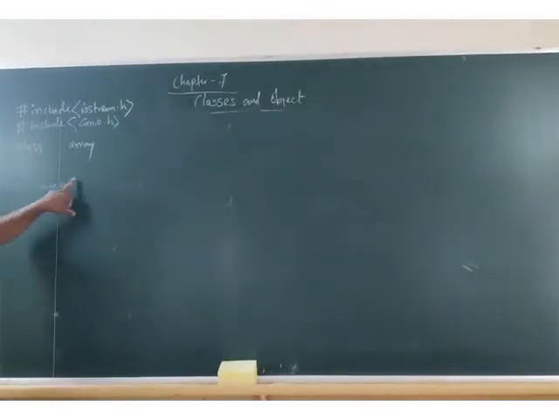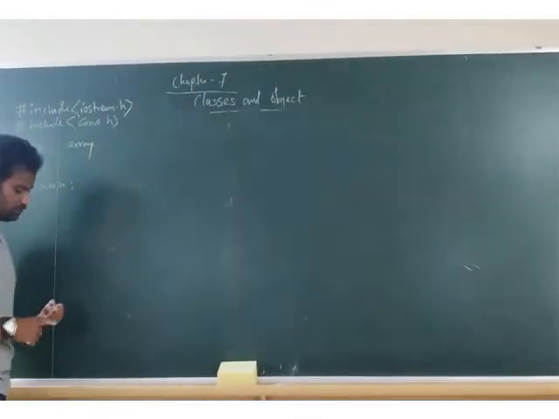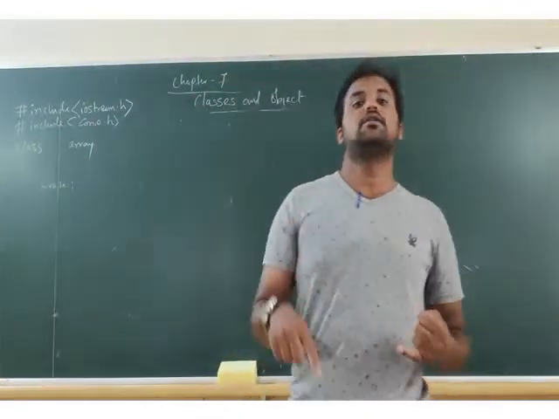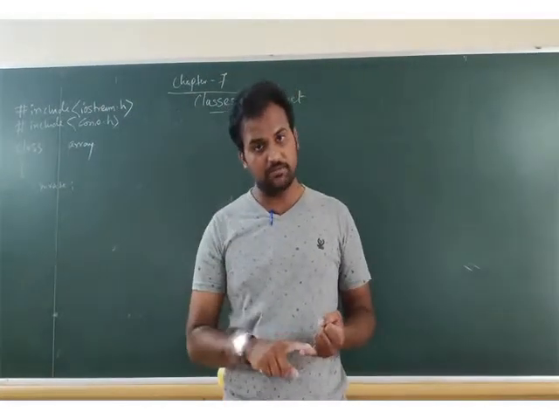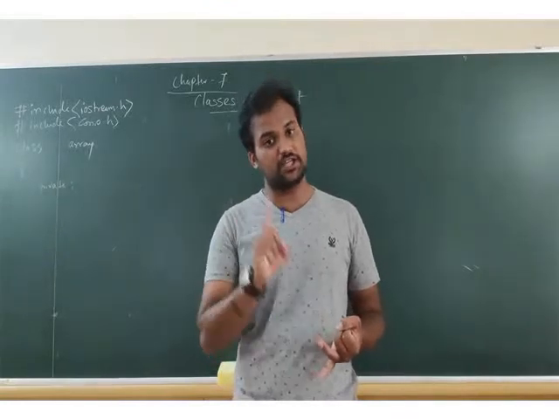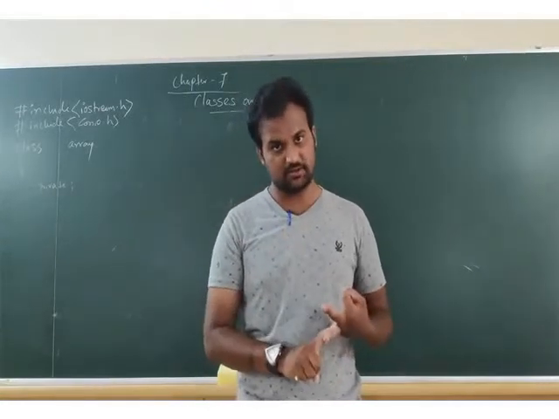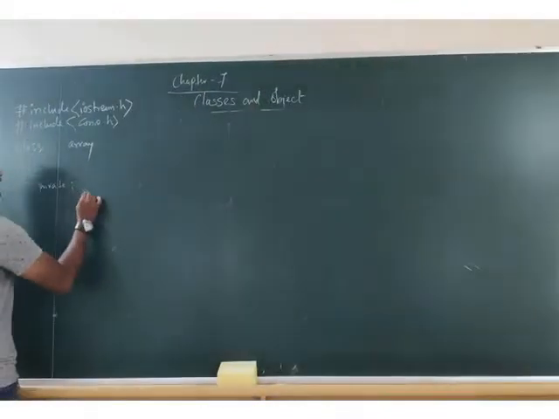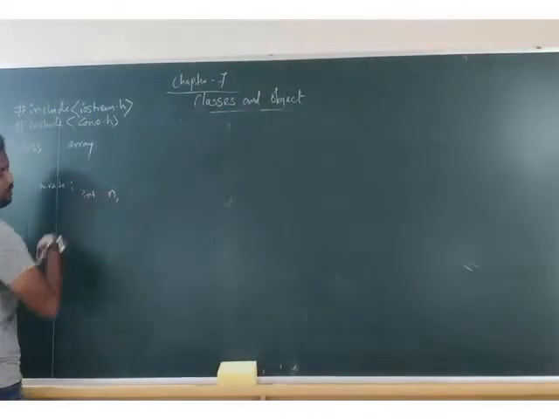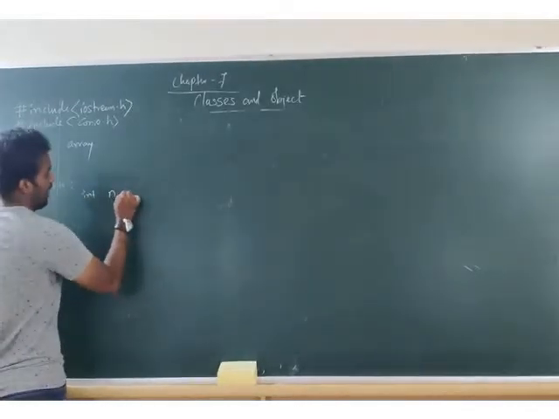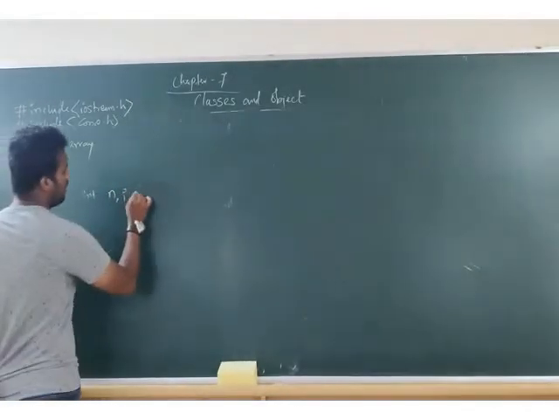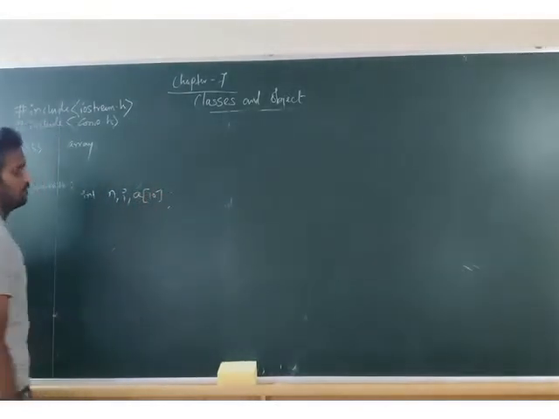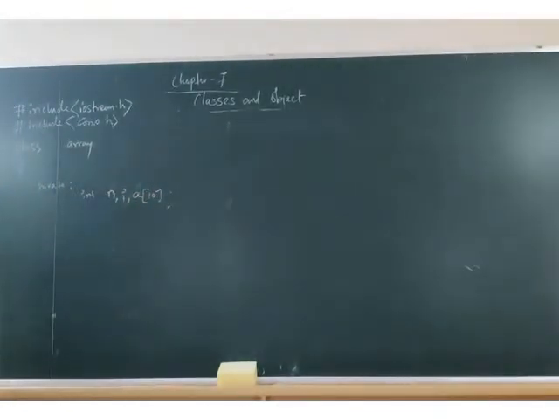For reading arrays, what are all the rules we have? We should initialize it, then we should go till the nth term, then we should mention the array name and its size. Correct? Do you remember? Integer n, integer i, and the value of array size.